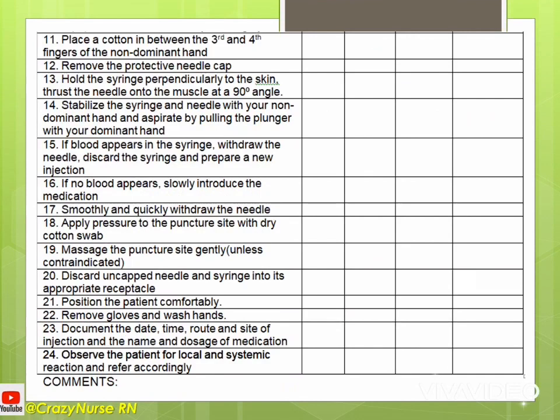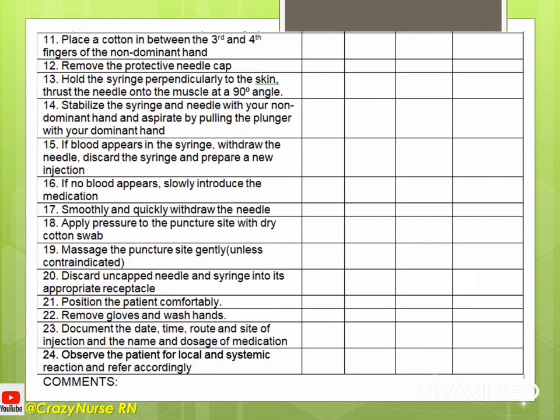Discard the syringe and prepare a new injection. If no blood appears, slowly introduce the medication. Smoothly and quickly withdraw the needle. Apply pressure to the puncture site with dry cotton swab. Massage the puncture site gently unless contraindicated.